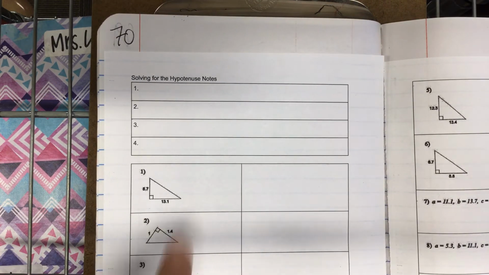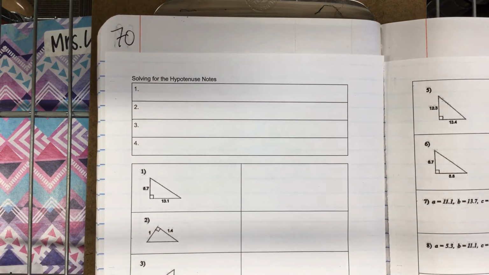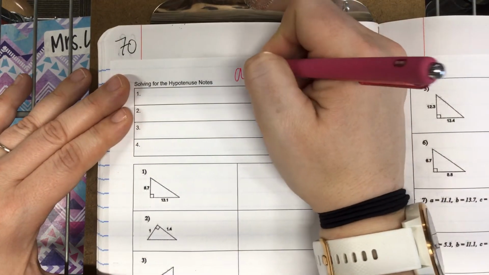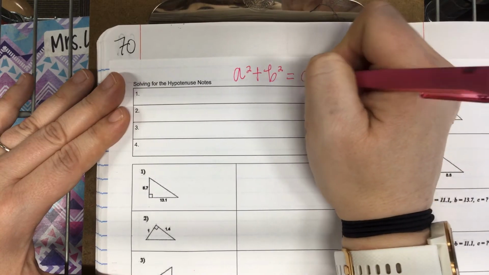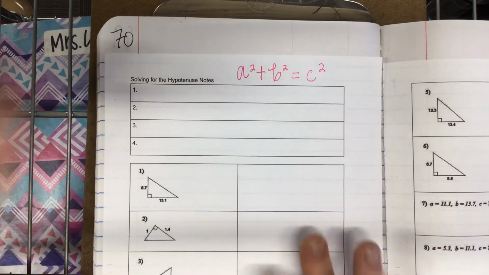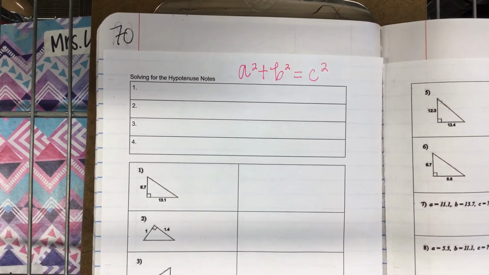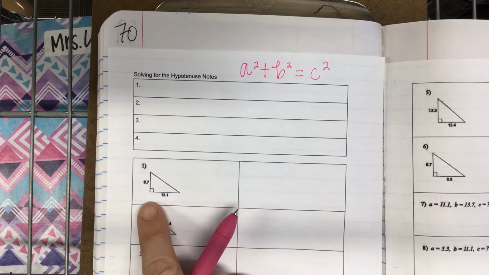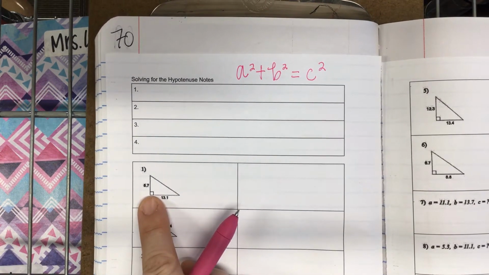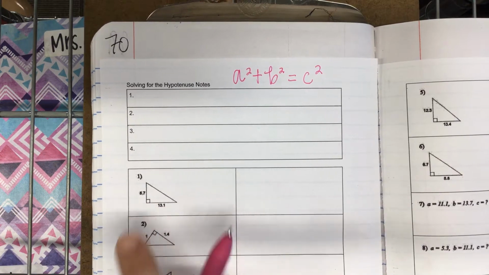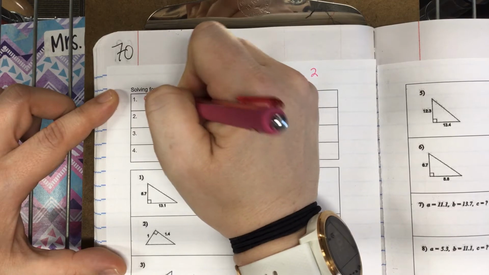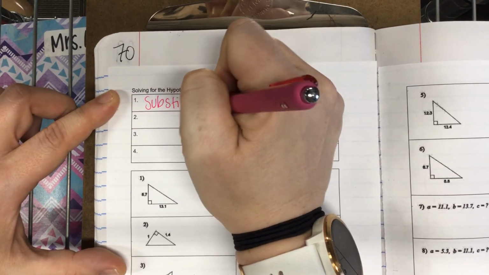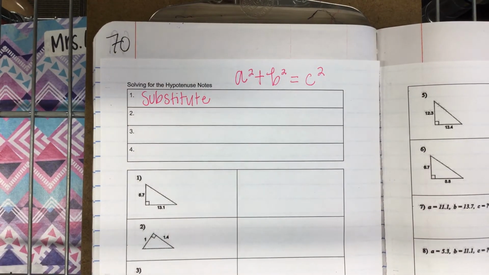Solving for the hypotenuse. So the first thing we're going to do, again, we're using a squared plus b squared equals c squared. We're assuming that these are all right triangles because they have this 90-degree box in them. So the first thing we're going to do is we're going to substitute.